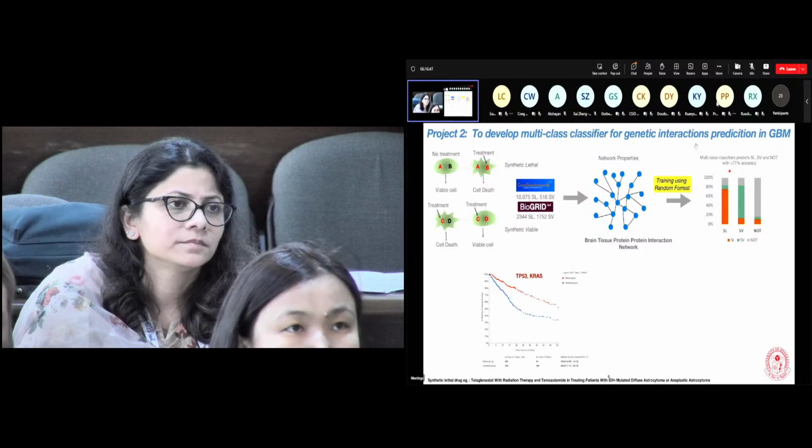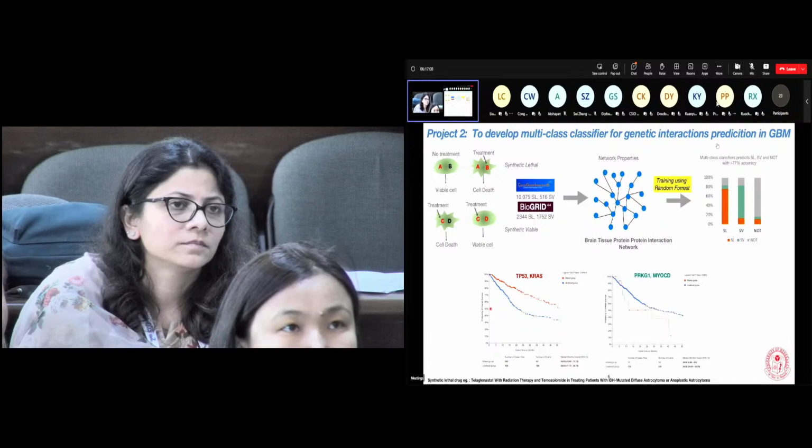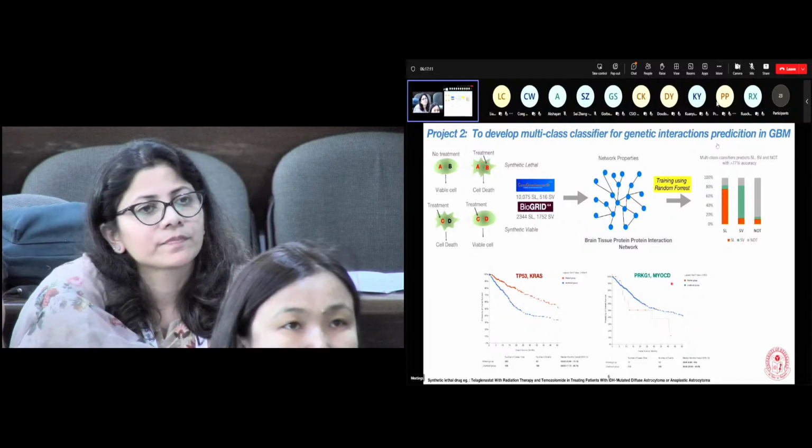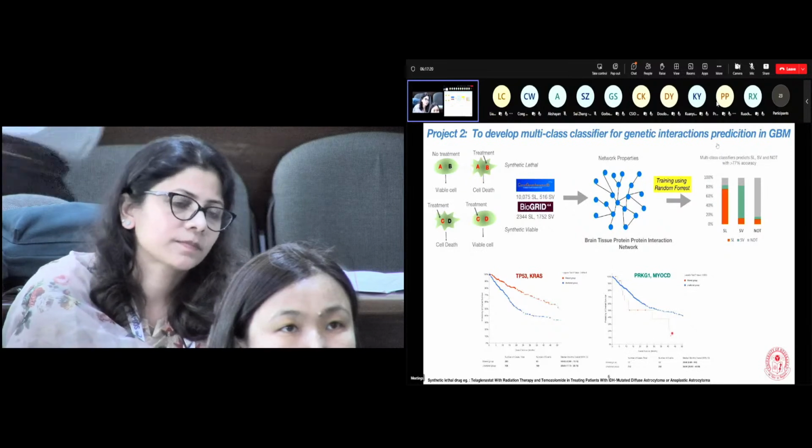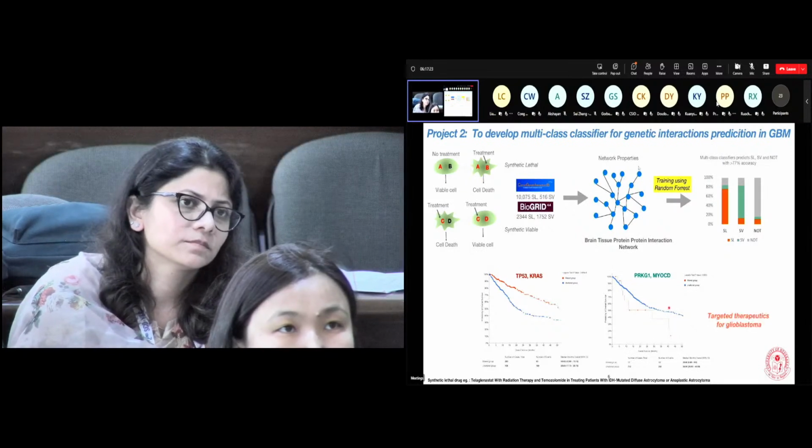So one such example identified by our multi-class classifier is the association between TP53 and KRAS, where we show that patients harboring mutations in genes TP53 and KRAS show better survival compared to the unaltered group, suggesting that what our model is predicting as synthetic lethal is actually synthetic lethal. Similarly, we found PRKG1 and MYOCD genes to be synthetic viable, and patients harboring mutations in these two genes have worse survival, probably because of the viability of tumor cells compared to the unaltered group. So this probably could be in future good for targeted therapeutics for gliomas.